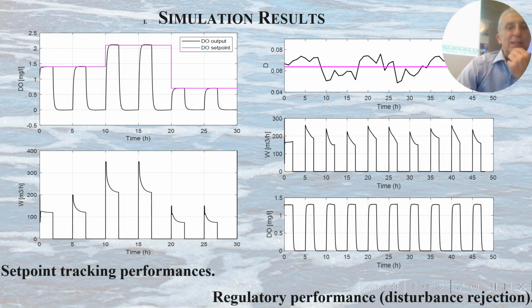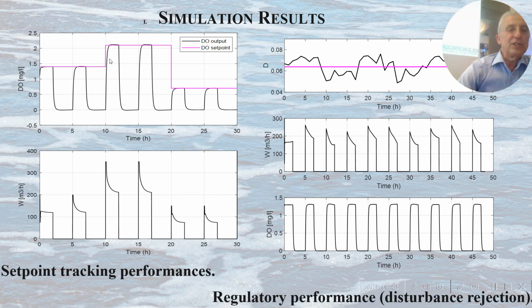To evaluate this method, we did some tests. Here are presented two tests. One is to modify the set point, the reference signal. Here are some step modifications of the set point, and you can see that the output of the process, which in our case is the dissolved oxygen in the aeration tank, follows the set point.